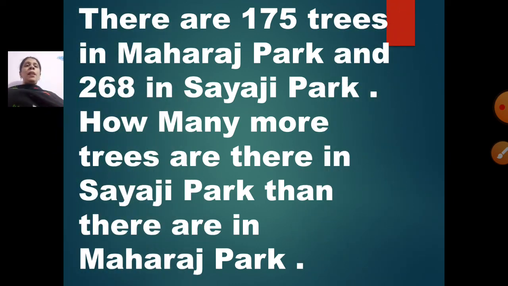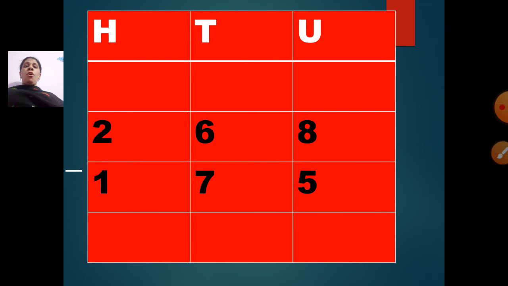You are going to write there are 175 trees in Maharaj Park and 268 in Sayaji Park. How many more trees are there in Sayaji Park than there are in Maharaj Park? This will be your first question. Now after you have copied this from the slide, after writing this, what you will do? You will make a column of HTU.